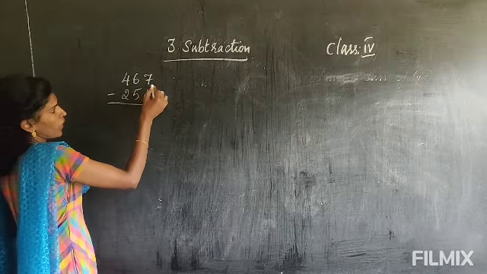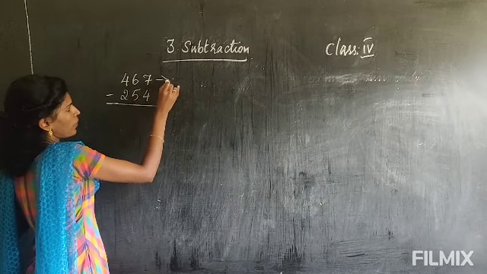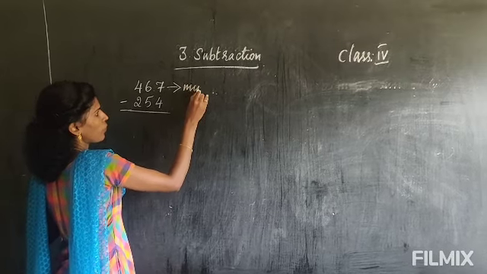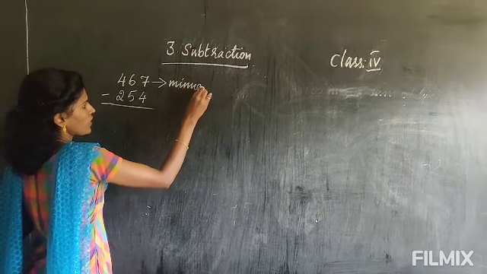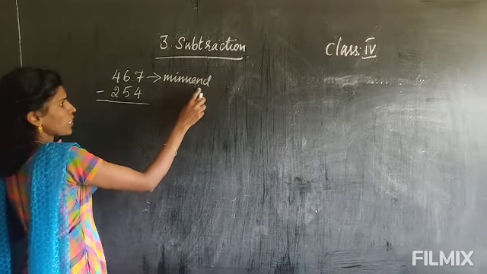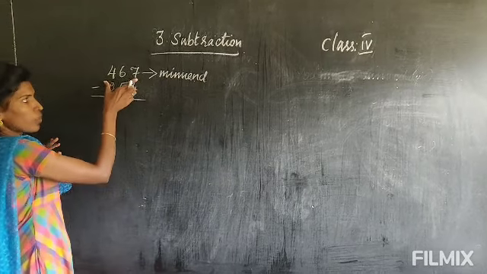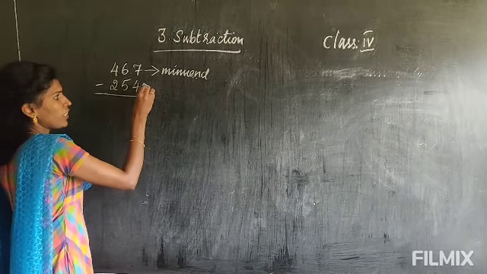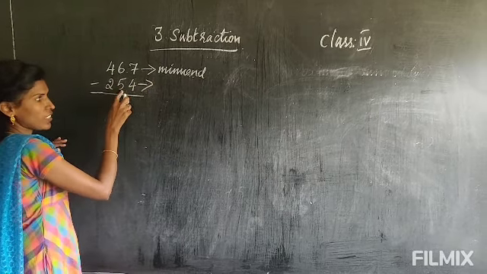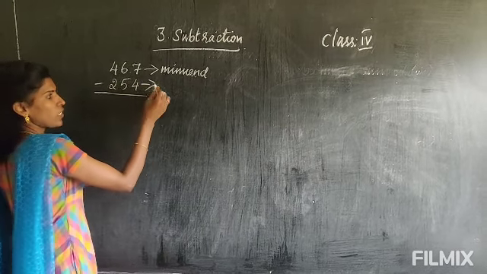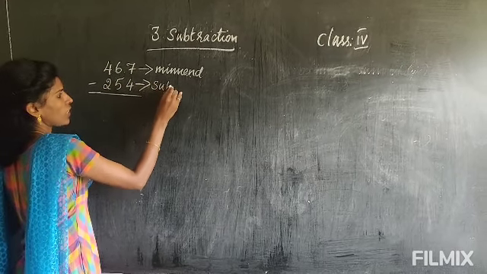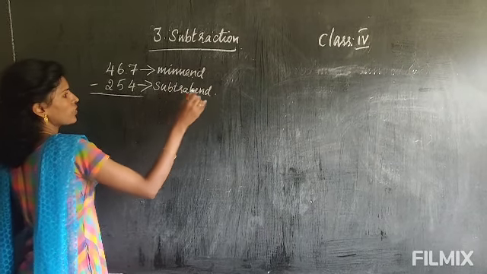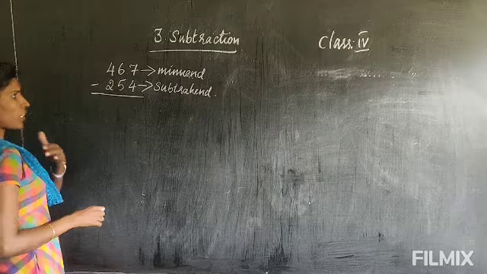So when you minus this, the bigger number from which we are minusing is called the minuend. And the number which is subtracted, the smaller number, is called the subtrahend.